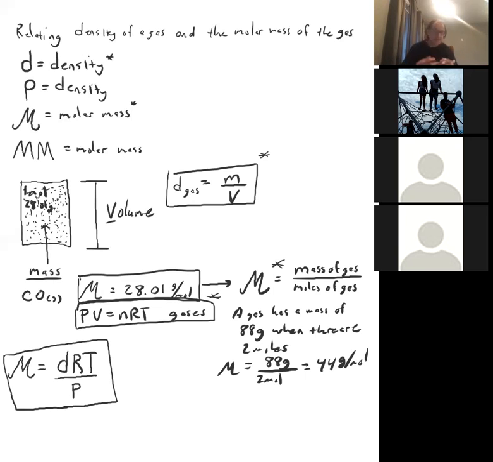The molar mass, in a sense, tells us what gas it is. If it's 44 grams per mole, that tells us it's carbon dioxide. If it's 28 grams per mole, that tells us it's carbon monoxide. So the molar mass can essentially tell us what gas we're dealing with. So this is the one we're going to work with in this example. The molar mass of the gas is equal to the density times the gas constant times the temperature divided by the pressure of the gas.